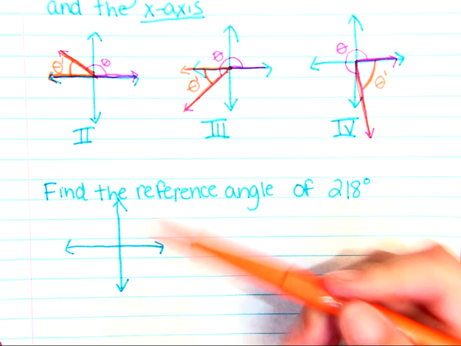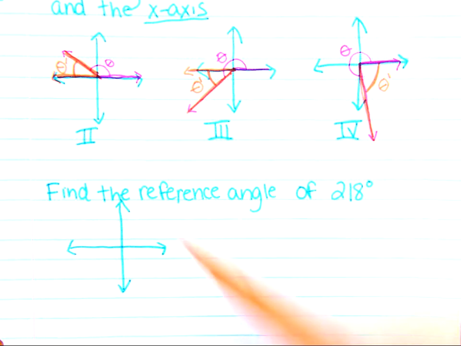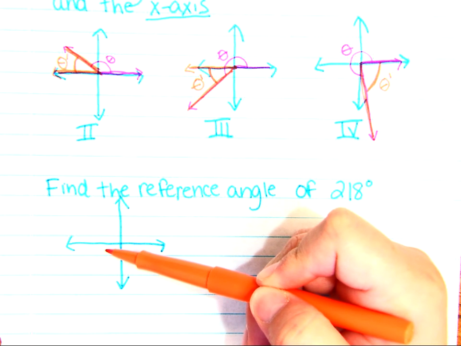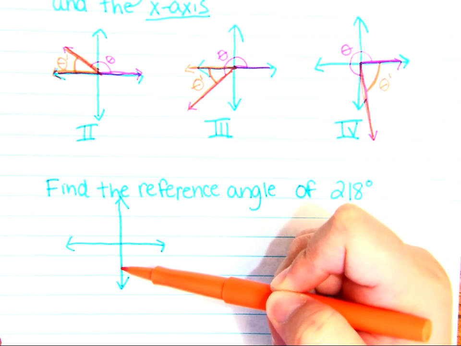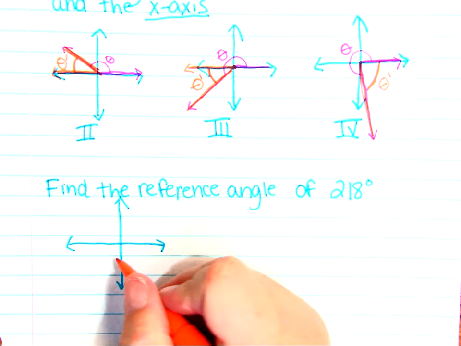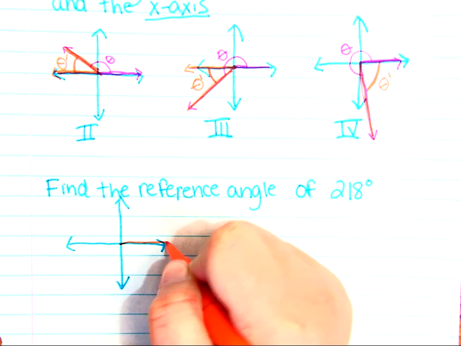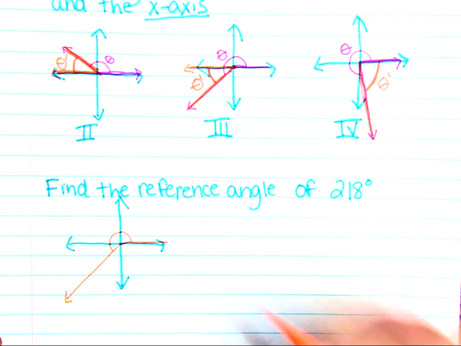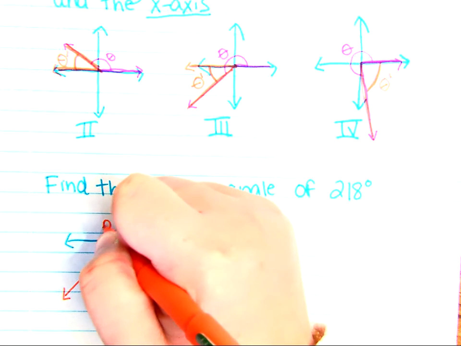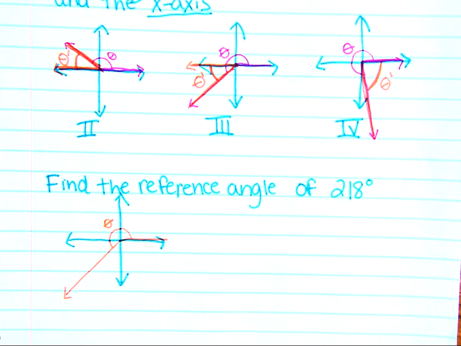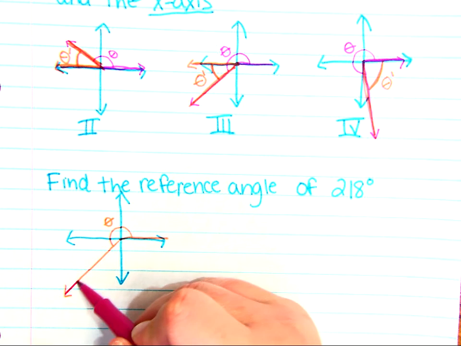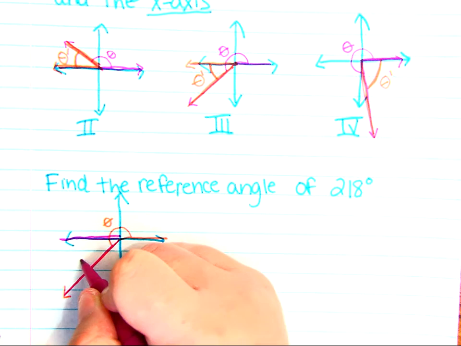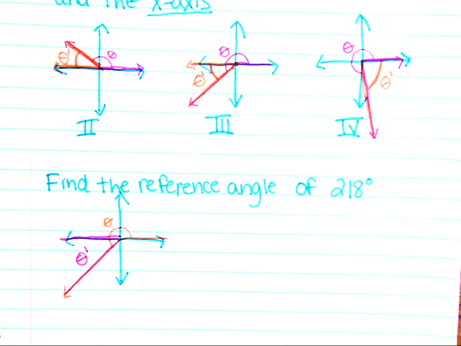Well, I know we've got 0, 90, 180, and 270. So where would 218 be? 218, initial, terminal. It's going to be somewhere over here, past 180. So that would be my theta. And remember, from up above, I want terminal and the x-axis. So this would be theta prime.